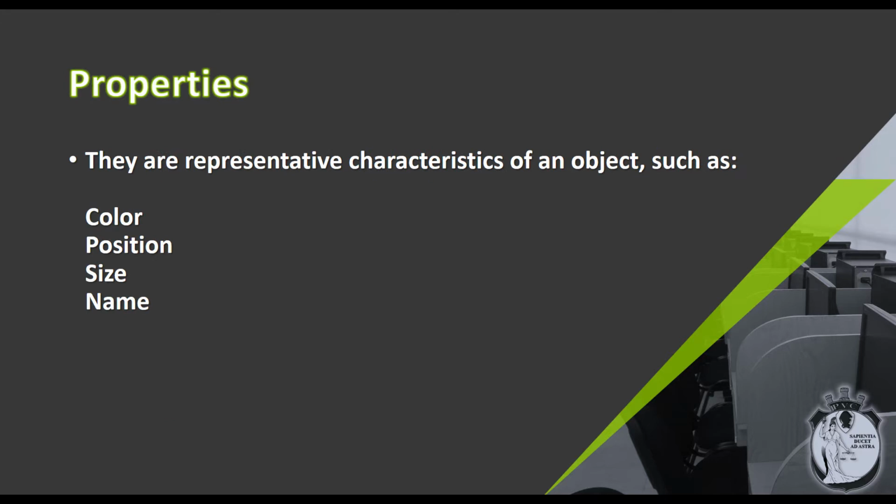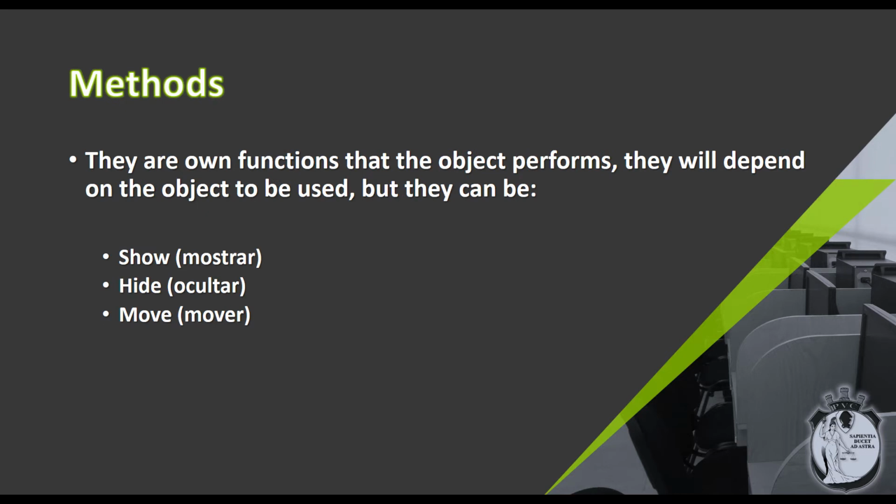What are properties? They are characteristics of an object, such as color, position, size, name. Remember, the properties describe an object. What is a method? It's a function that an object can do, for example, show, hide, and move.